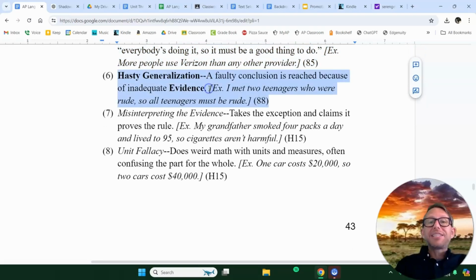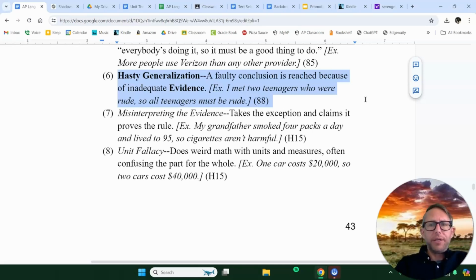Okay, we've got the hasty generalization. A faulty conclusion is reached because of inadequate evidence. So taking a look at this example right here, I met two teenagers who were rude, so all teenagers must be rude. Well, hopefully you yourselves are demonstrative of exceptions to that rule. Two teenagers is not sufficient evidence to make that kind of a generalization, especially when you've got literally millions and millions and millions and hundreds of millions of teenagers throughout the world.